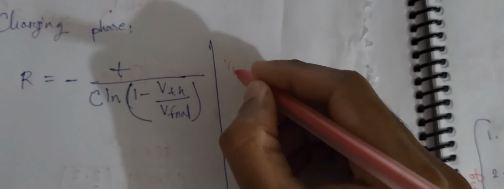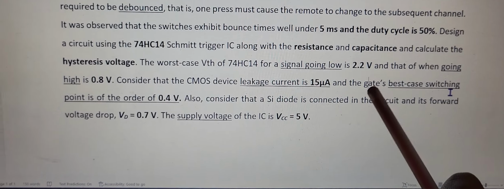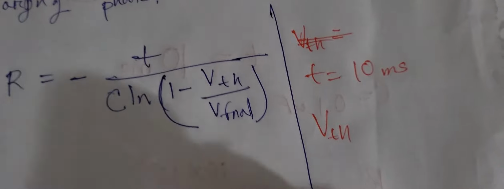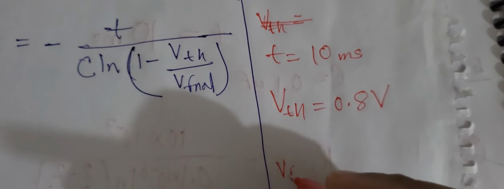As we know, T is 10 millisecond and V threshold will be going high. Previously for the discharging we took the voltage going low, this one 2.2 volt. Now we will consider 0.8 volt for the charging phase. Let's start. For charging, V threshold will be 0.8 volt. An interesting fact, V final would be 5 minus 0.7.